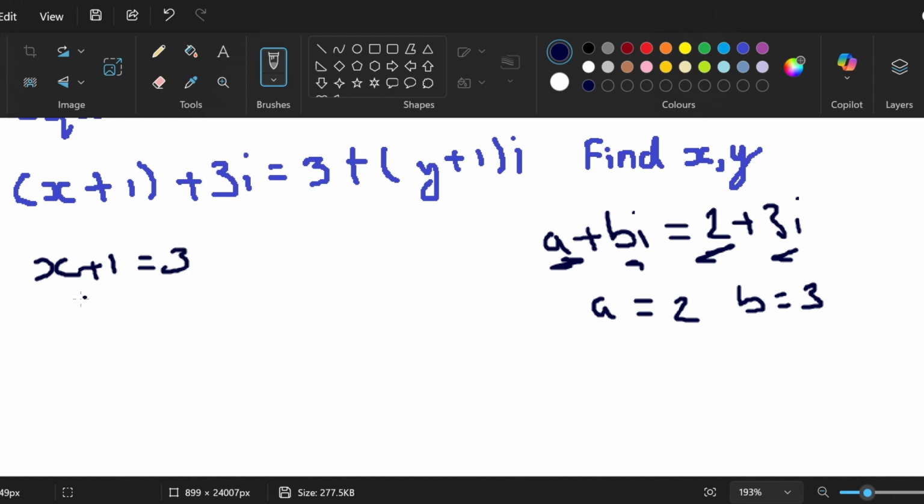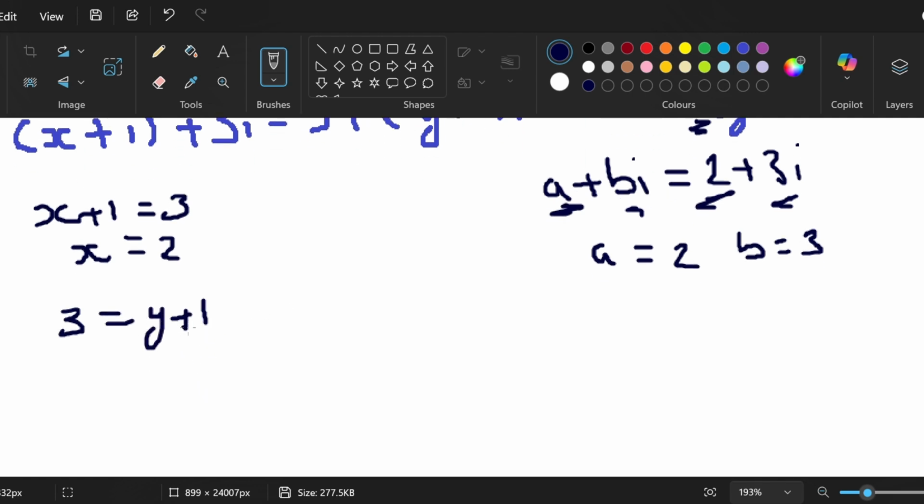And to get x in this case, I can just take away 1 from both sides and get that x is equal to 2. Now I've found x, and to find y, we're going to do the same thing with these imaginary parts. What do I have on the left with an i term? It's going to be 3, because I can just take the coefficients, remember? And this is equal to all the coefficients of i on this side, which is y plus 1.